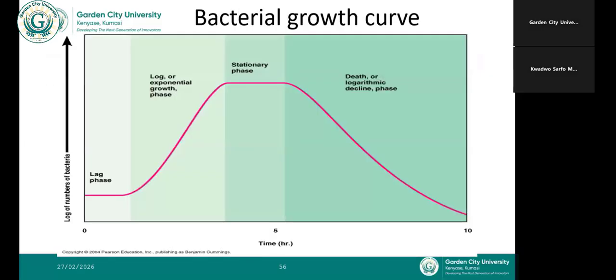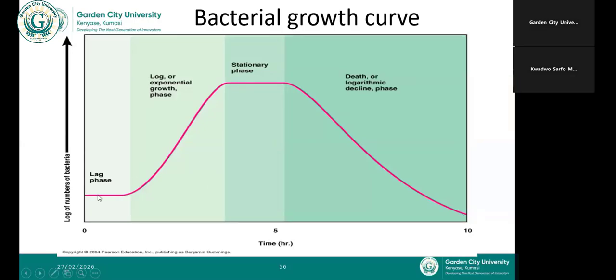So we have the first phase, which is the lag phase, then the log or exponential growth phase. So you see there is a rise in the curve. Then it gets to a stationary phase where it stabilizes. There's no increase nor decrease in the population size. Then it gets to the death or logarithmic decline phase. Then it comes to 0.